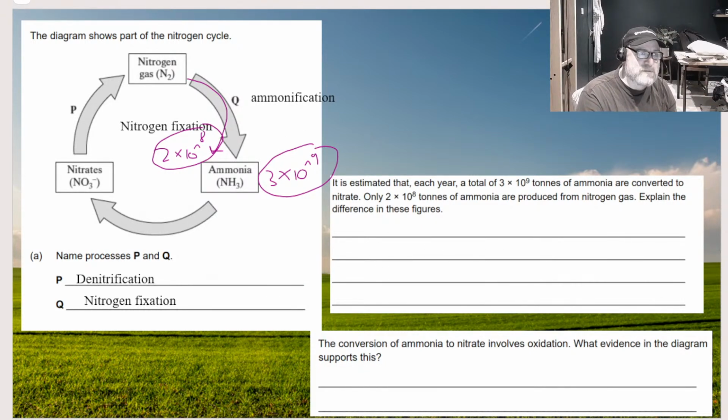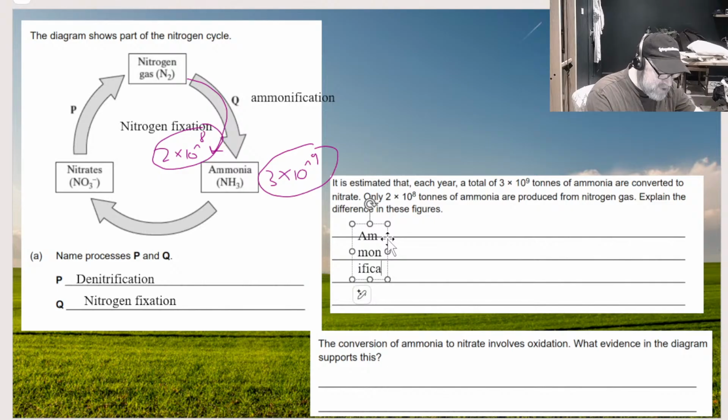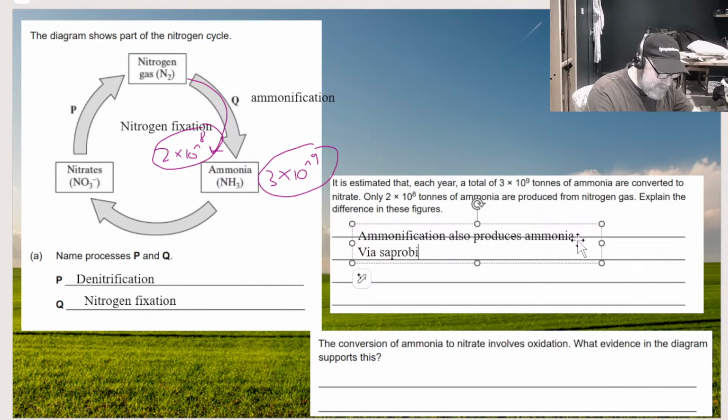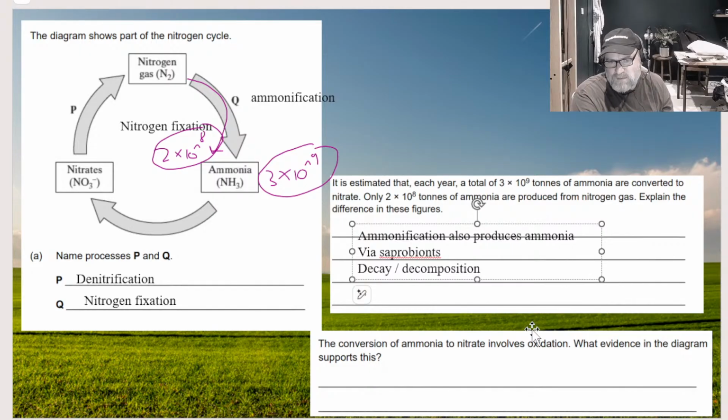So the other process would be ammonification, and you just describe that ammonification also produces ammonia, and then we could say via saprobionts. You spell that like this: saprobionts, decay, decomposition, dead matter, dead organisms, waste.